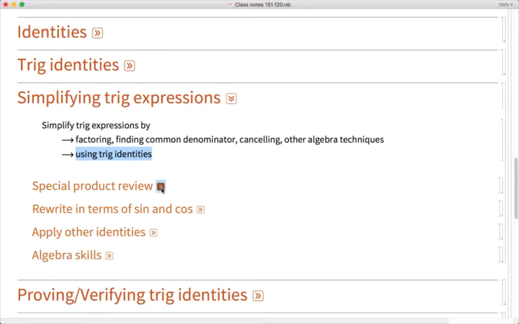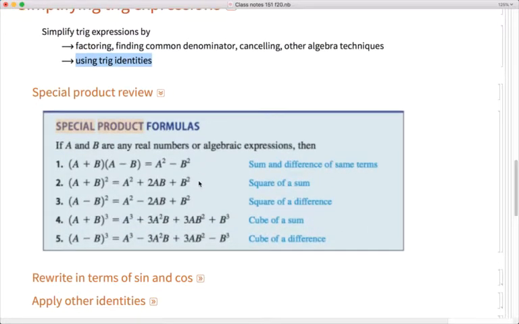But then in addition, we're going to use the trigonometric identities that we just looked at to try to simplify things. Okay, so just a quick review of these, what our book calls special product formulas, this idea that we'll need to perhaps factor or expand things.